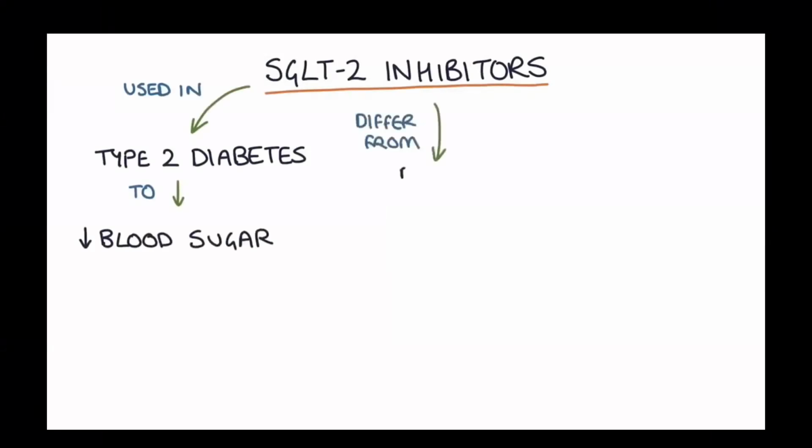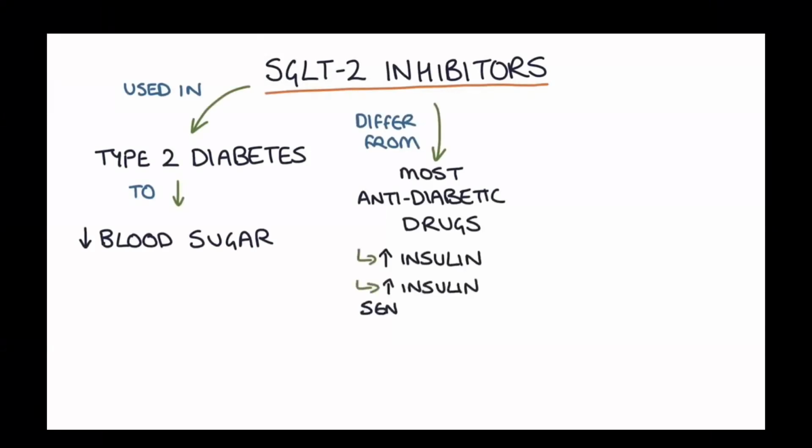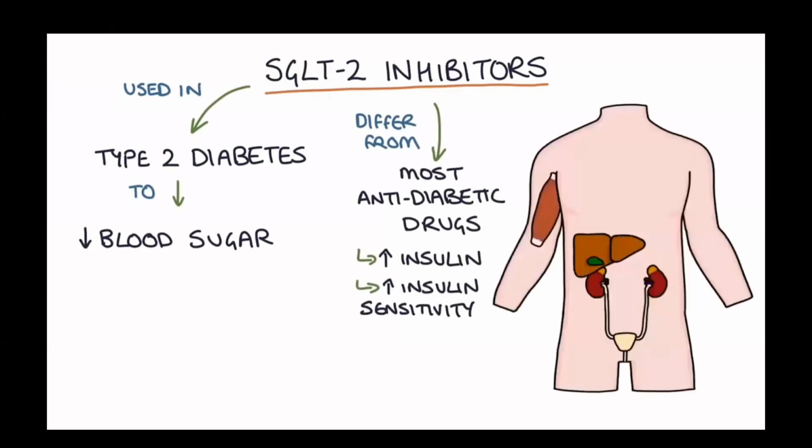SGLT2 inhibitors work. Now, SGLT2 inhibitors are used in type 2 diabetes to help to reduce the blood sugar levels. They differ slightly from most anti-diabetic drugs, which work by either increasing the insulin in the body or increasing the insulin sensitivity of the cells of the body. And the objective of increasing the insulin or the insulin sensitivity is to get the body to take more glucose out of the blood and to store it in the tissues. And that's how they reduce blood sugar levels.